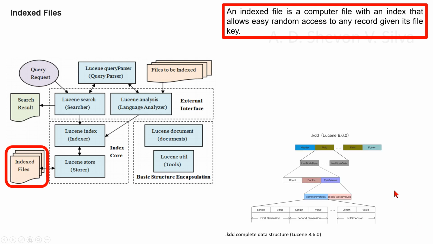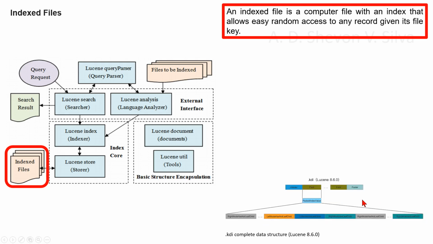Here you can see the complete .kdd data structure. The .kdd has a header, fields, and footer. A field has leaf node data segments. Leaf node data consists of count, doc IDs, and point values. Point values consist of common prefixes and block packed values. Common prefixes consist of dimensions: first, second, and so on up to the nth dimension. Each dimension consists of a length and value.